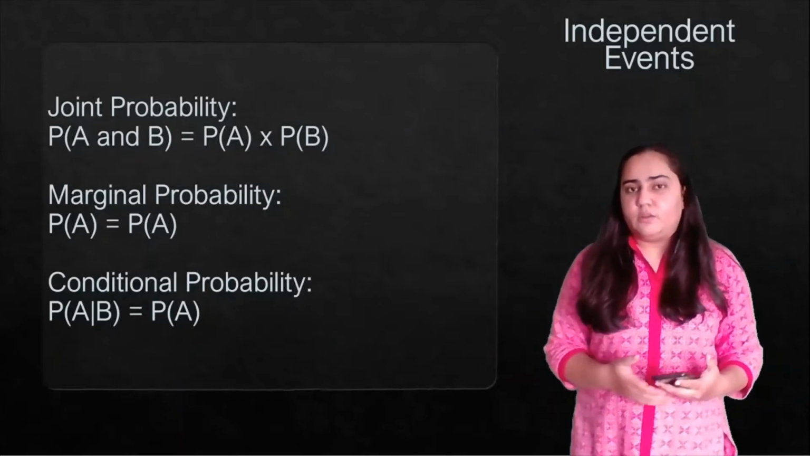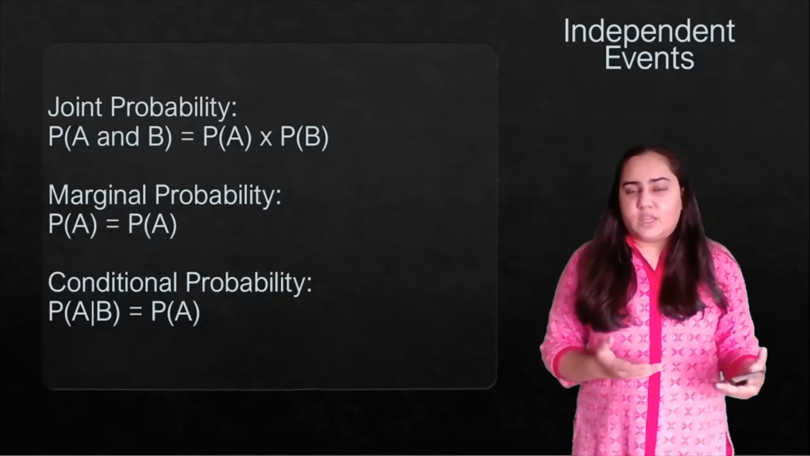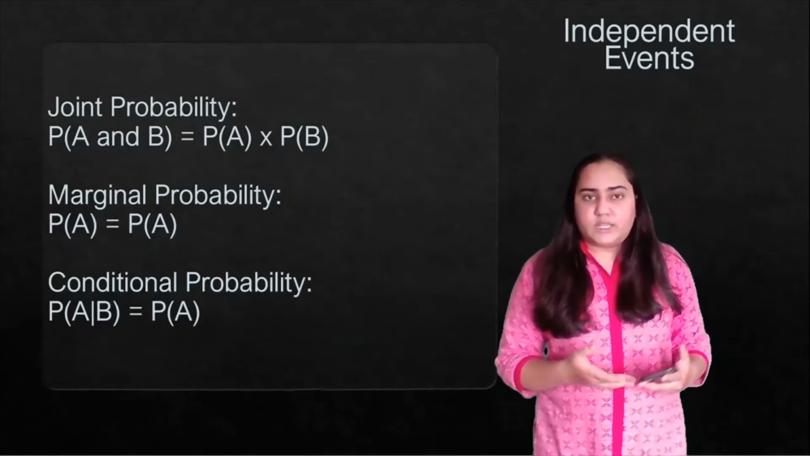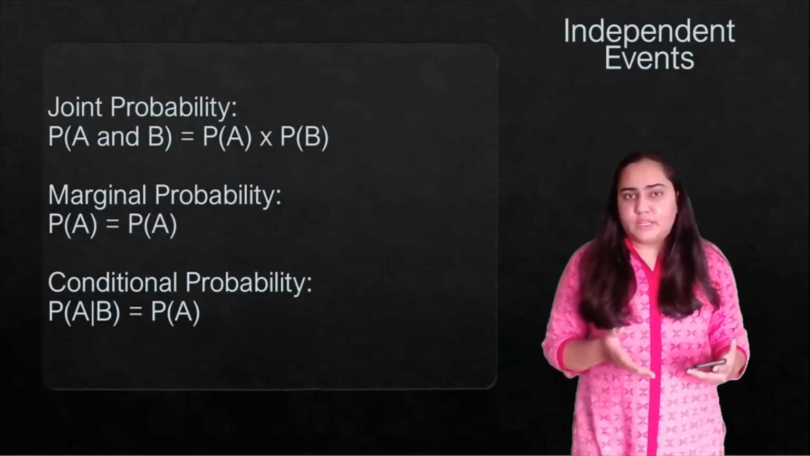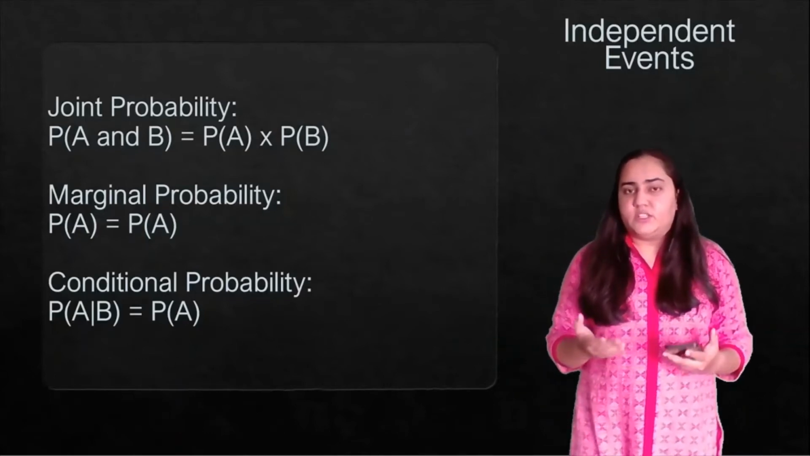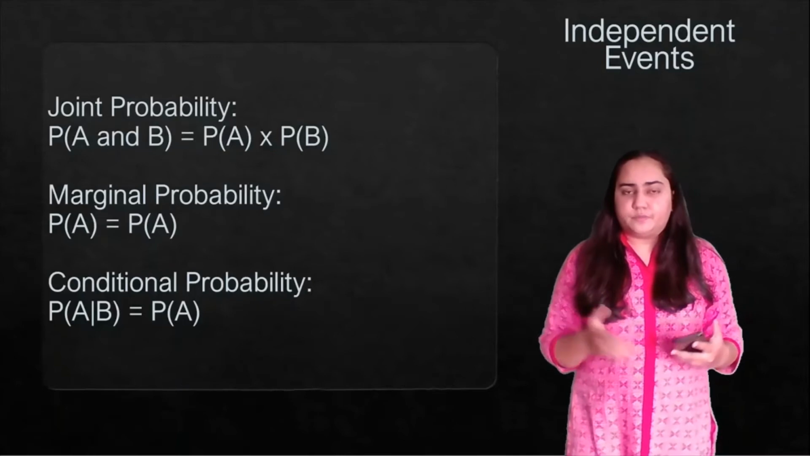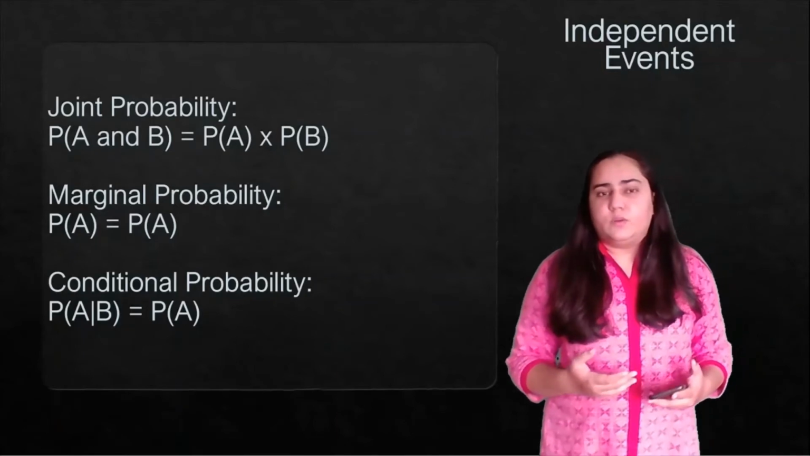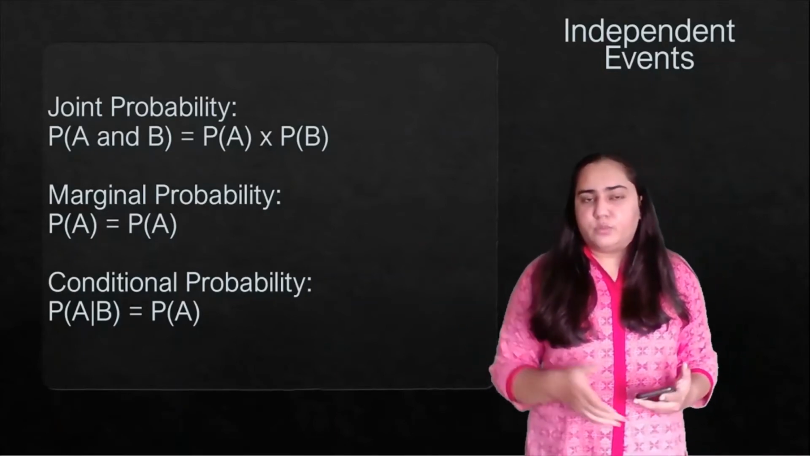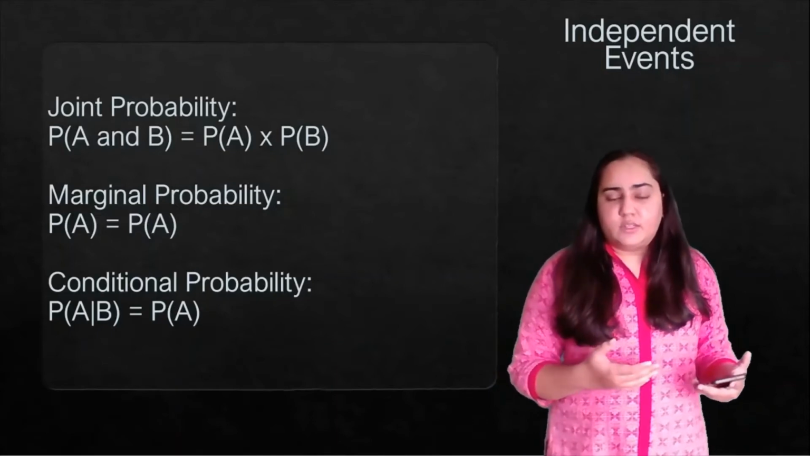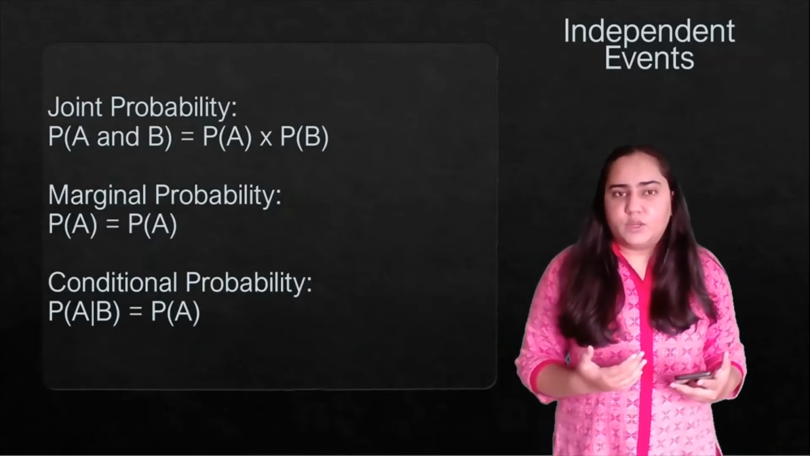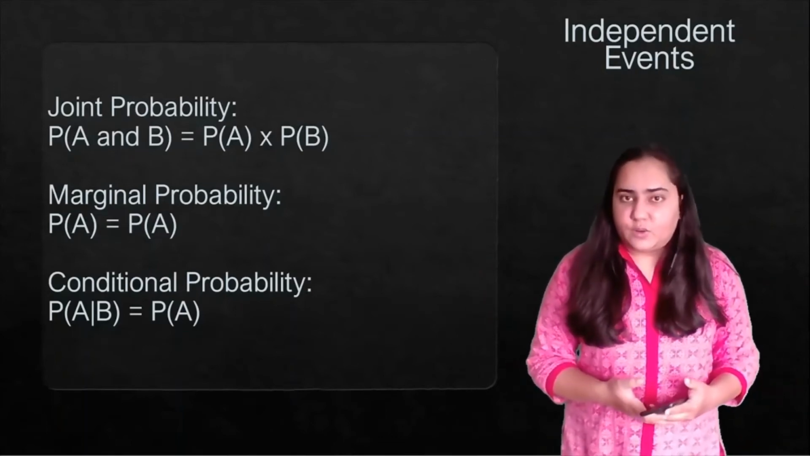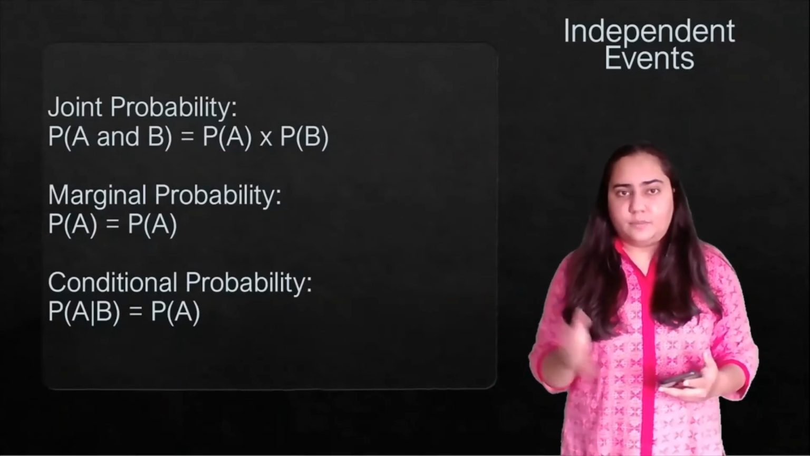So now we're talking about independent events. When two events A and B are independent, what is the joint probability? The joint probability of A and B is simply probability of A multiplied by probability of B. This is your product rule in application. What about marginal probability? If we are talking about an independent event, then the probability of A is just equal to probability of A. You don't have to worry about anything else affecting A.